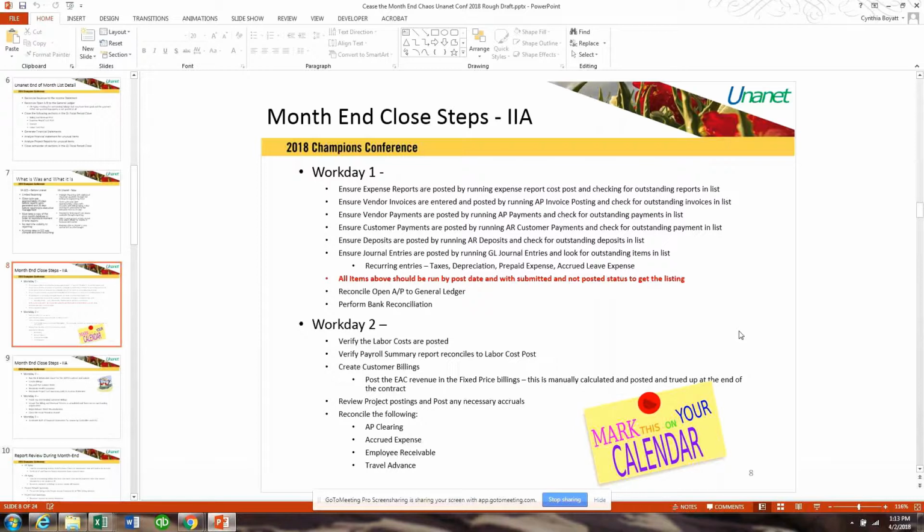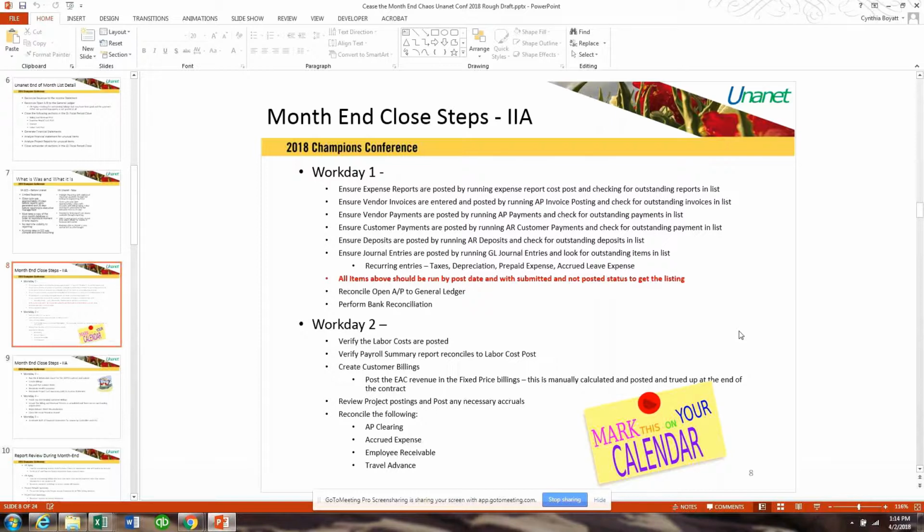We reconcile the open AP to the general ledger and perform the dirty version of the bank rec, all on day one. Now, just so we put that in perspective, on day one, we're also starting to deal with timesheets because we do our timesheets semi-monthly. So we have another group in the accounting department that's working on labor costing because we have to get our timesheets in. But by work day two, all timesheets have been submitted, approved, extracted, sent to our payroll provider, and are ready for labor cost post.